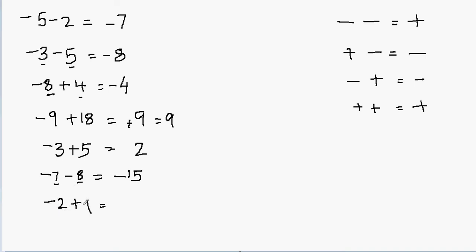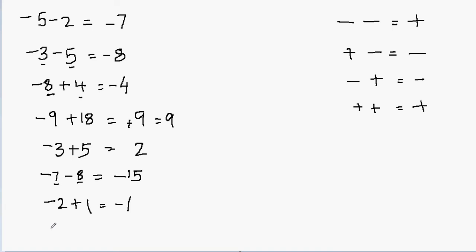So you subtract the smaller number from the greater number. 2 minus 1 will give me 1. But then I have to remember that I have to keep the sign of the greater number. Which number is greater, 2 or 1? 2 is the greater number, and 2 has a negative sign in front of it. That's why I'll put the negative sign in front of my answer.